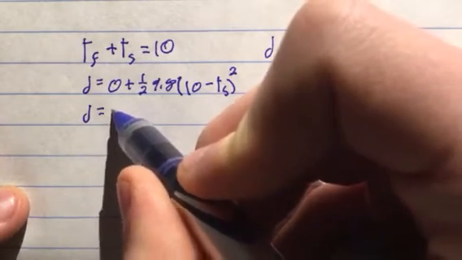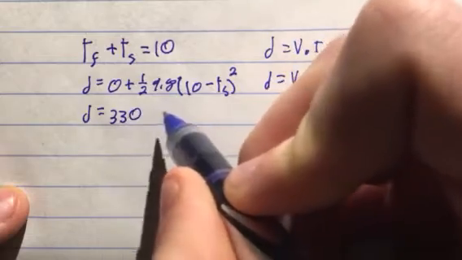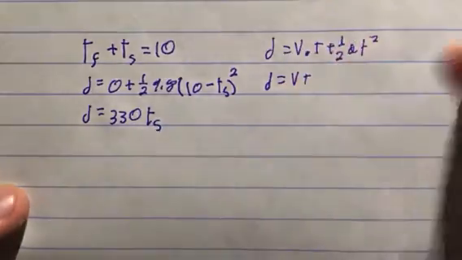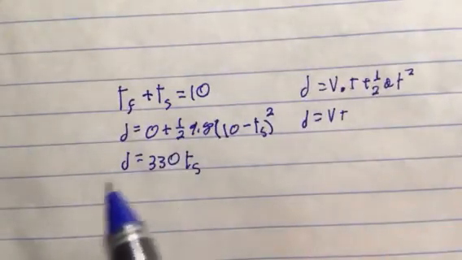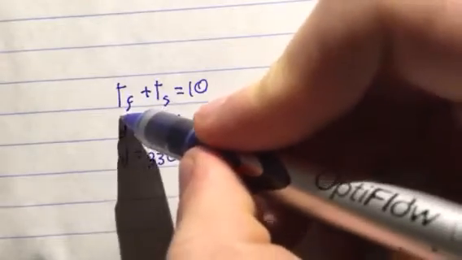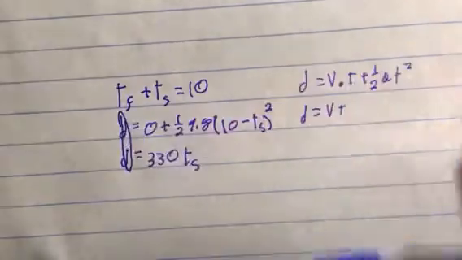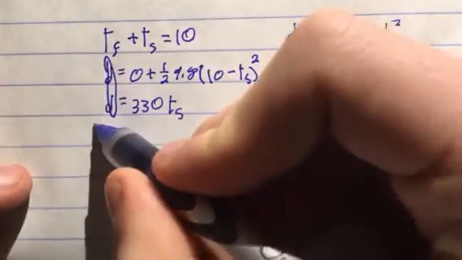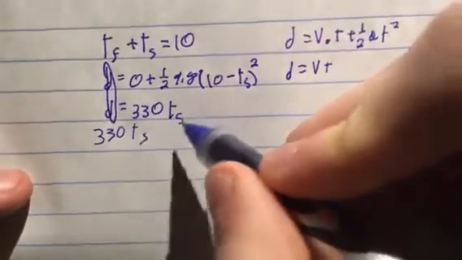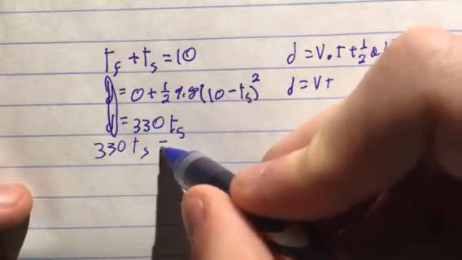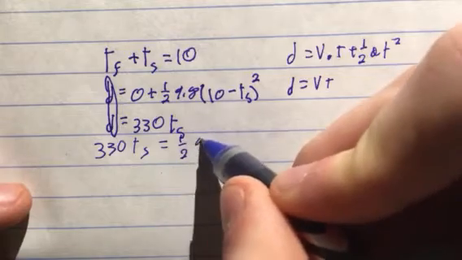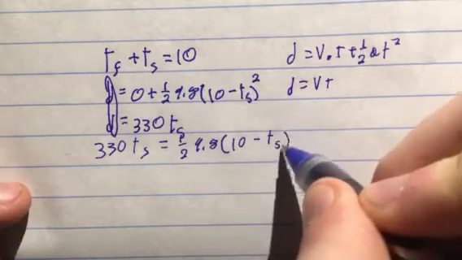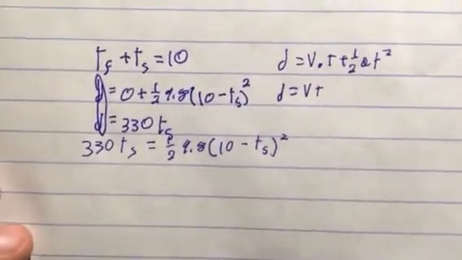Our velocity for sound we were given is 330. And our t is going to be TS because that's the time that we established for our sound. So, do you see what we can do here? These can get substituted. And then we're left with an equation that's 330 TS equals 1/2 times 9.8 times (10 minus TS) squared.